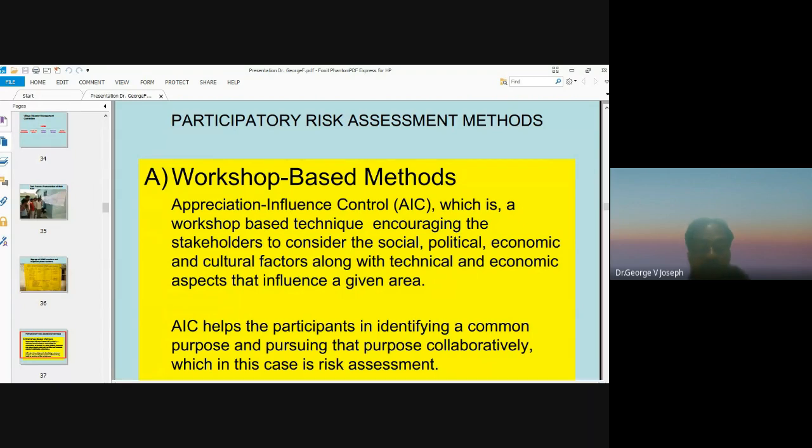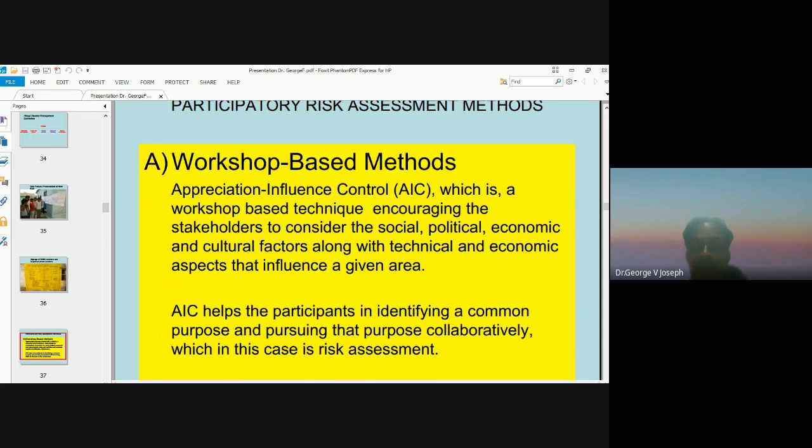Suppose they understand that there is a major issue of flooding, so they can have flood walls, or they can relocate themselves, or they can prepare a plan. So this type of thing can be done through this. Here all the stakeholders are involved through a participatory workshop method.